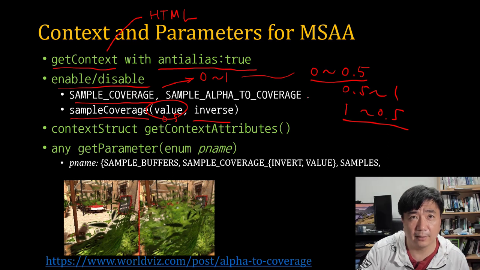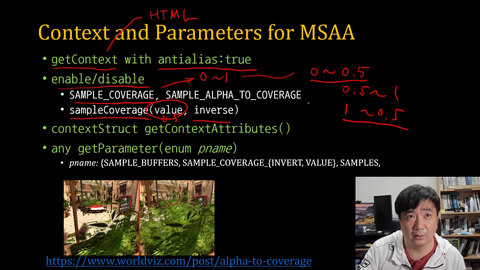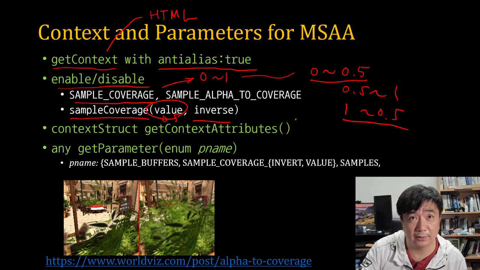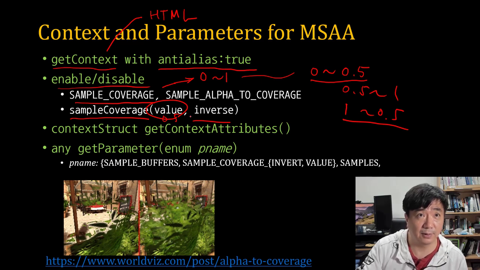Then the resulting image looks transparent. Even though we did not enable blending, we can get some kind of blending effect. We can get the transparency effect with the sample coverage value, okay? So we can turn on this transparent effect with sample coverage.